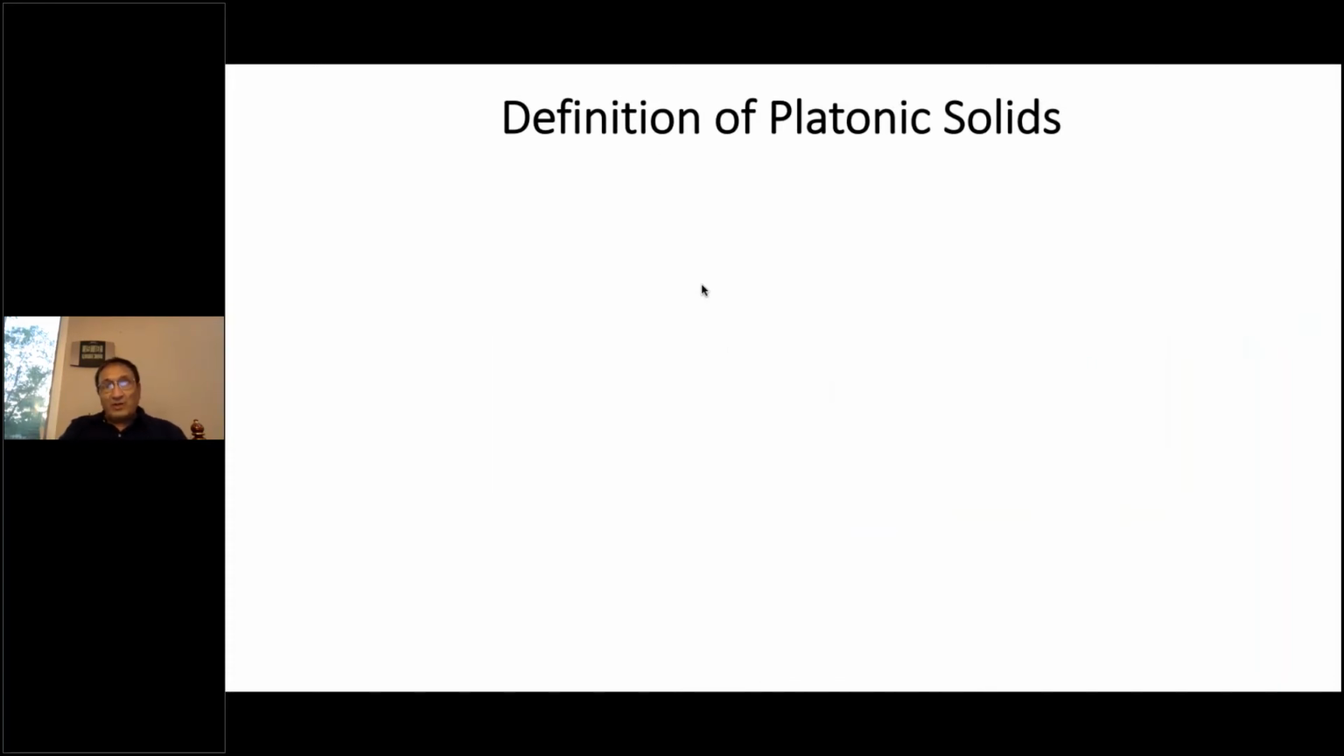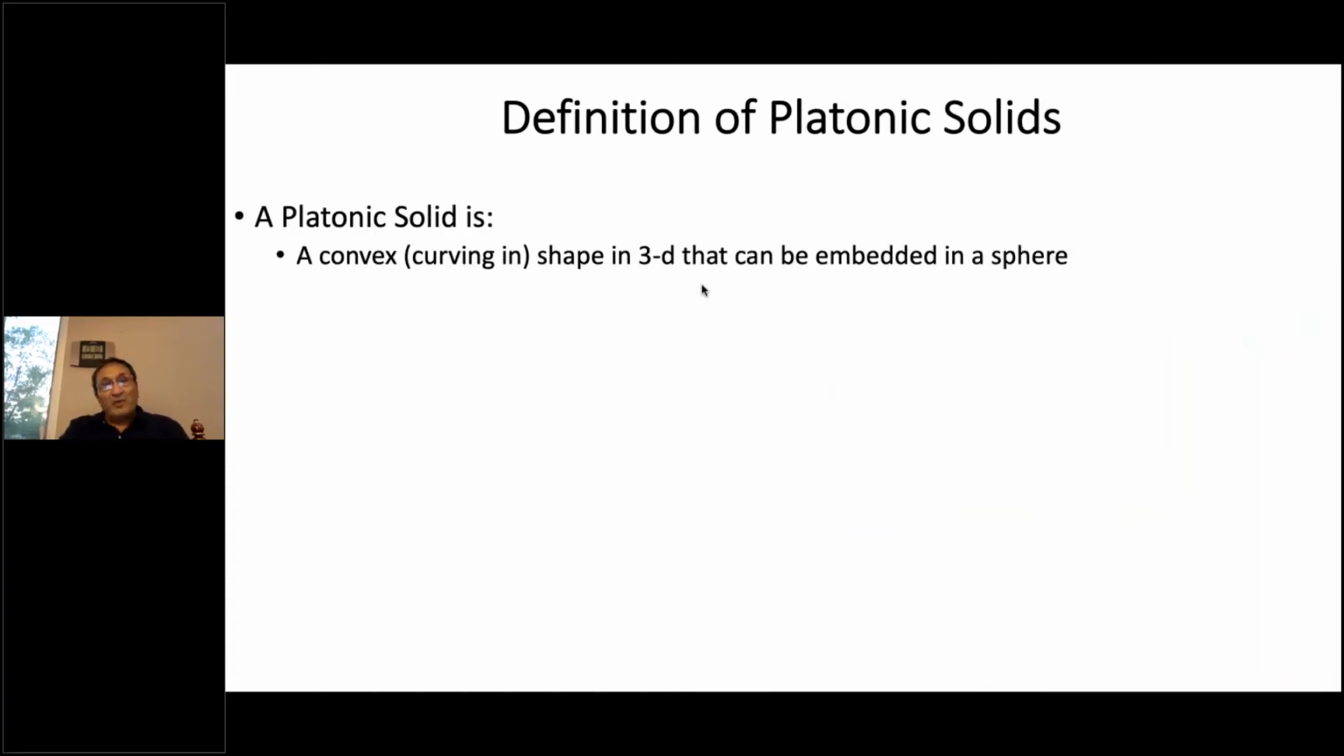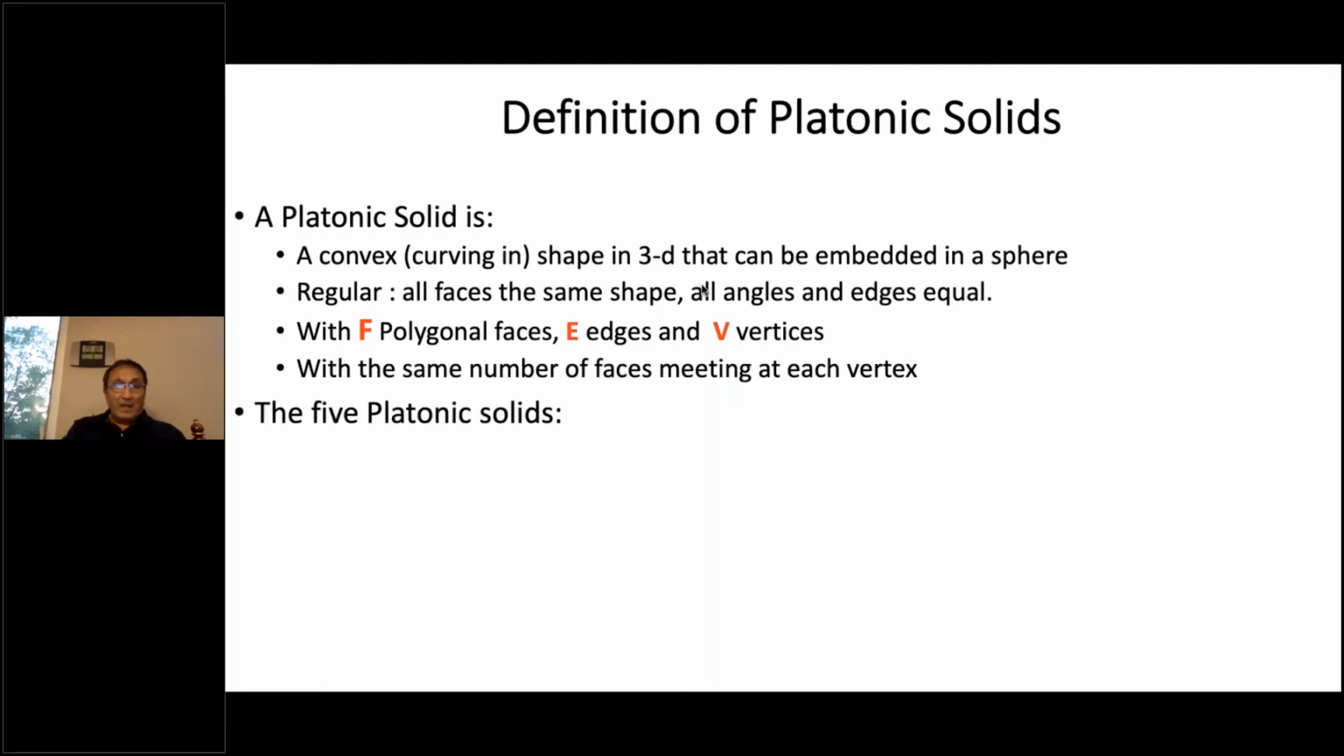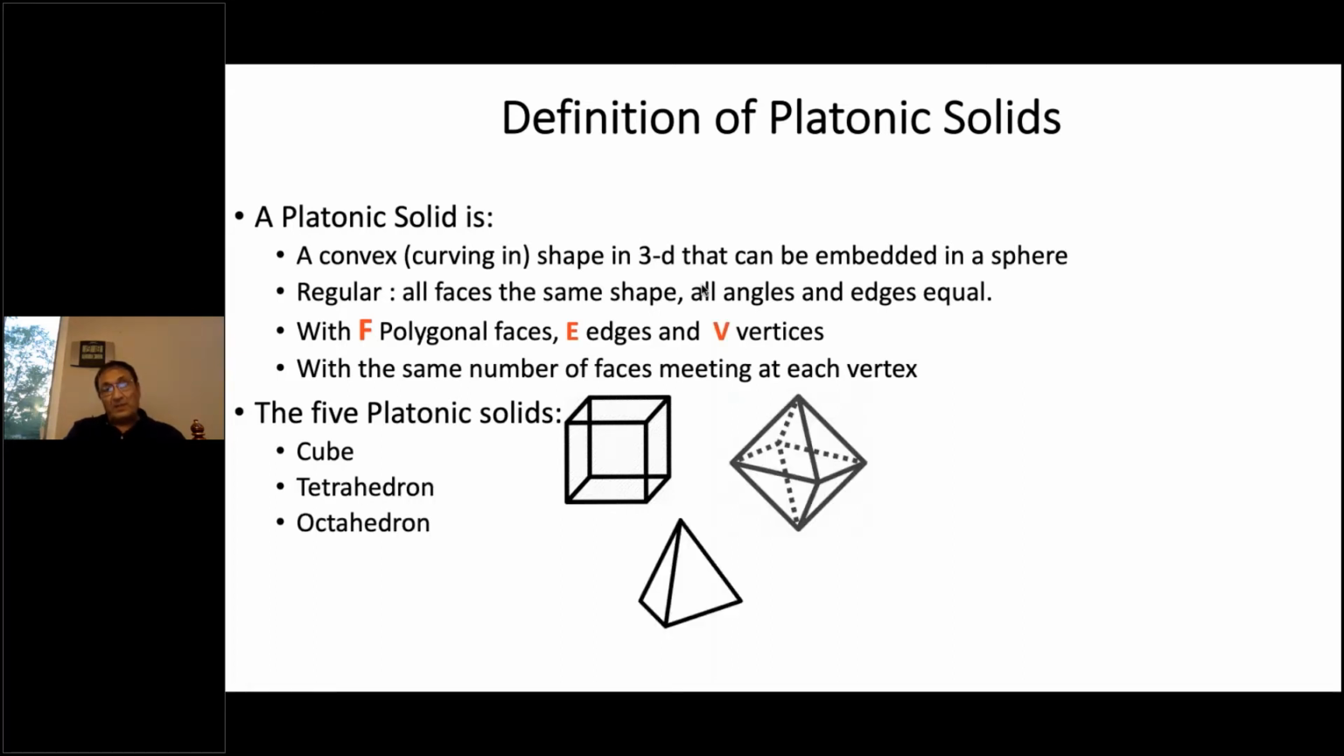All right, so a more rigorous definition of Platonic solids. What is a Platonic solid? It's a convex shape, a curving in shape that can be embedded in a sphere. It is made out of regular polyhedra. All faces must be the same shape. All angles and edges must be equal. It has F faces, E edges, and V vertices, with the same number of faces meeting at each vertex. And here they are again, the 5 Platonic solids: the cube, the tetrahedron, the octahedron, the dodecahedron, and the icosahedron.